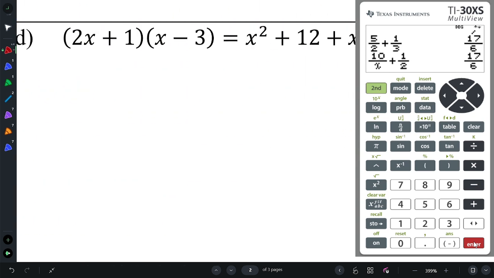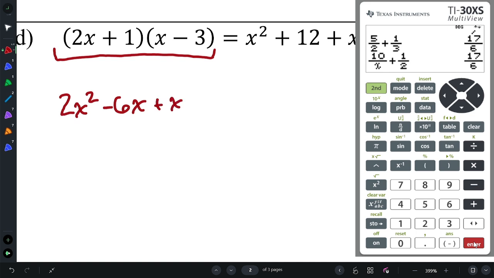And then the last question. I'm going to do a rewrite on the left-hand side, and I'm just going to do this mentally. I'm not going to use a generic area model. So I've got 2x times x is 2x squared. Then I've got 2x times -3 is minus 6x. And then I'm going to jump to the 1. 1 times x is plus x, and 1 times -3 is -3. I can combine those like terms. So this is 2x squared minus 5x minus 3.